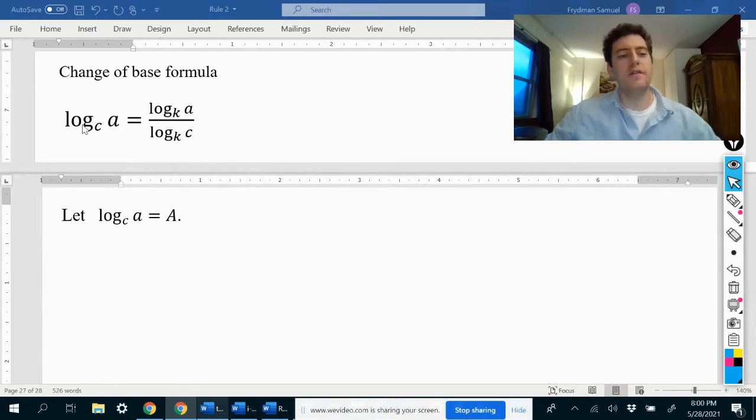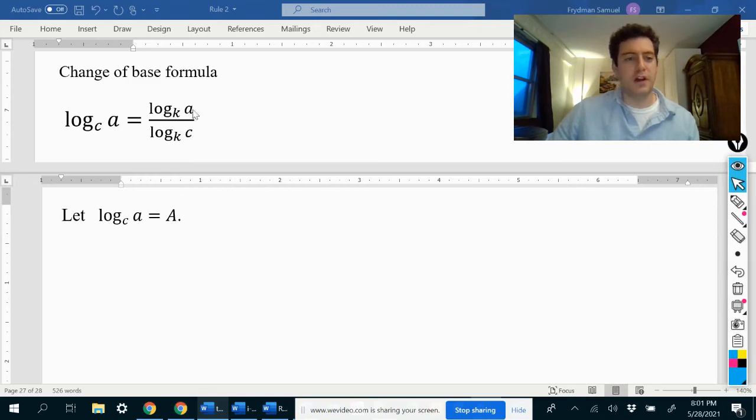And here it is. If we have the log of some number to some base over here, then that's the same as the log of that number to some other base, divided by the log of what used to be the base to that same base that we used up here. So we're changing the base. In this example, I used the letter C for the original base. We're changing it to some other base, and then the old base becomes just one of the other numbers in here. So let's do a proof of this, and then we'll do some examples.